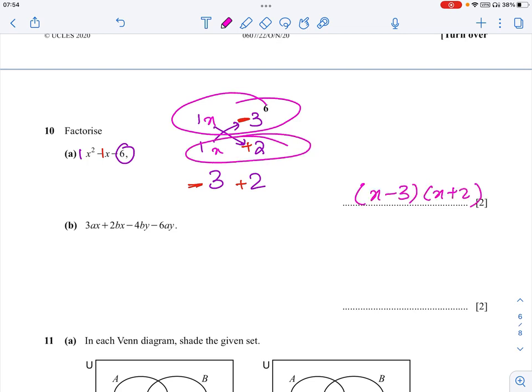Next time, take x common from here, 3a plus 2b. Then take 2y common from here, negative 2y common here, 3a plus 2b. Take 3a plus 2b common. So what does that become? x minus 2y.